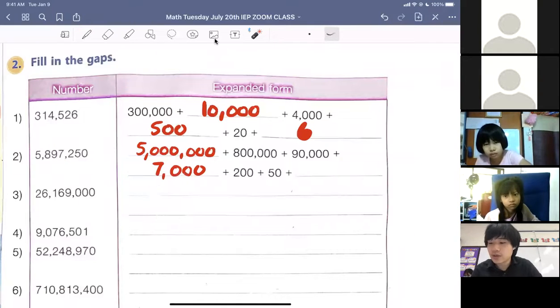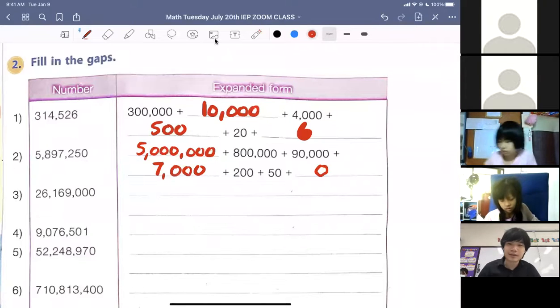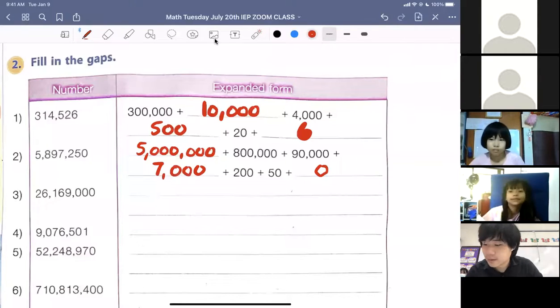So we already know this 2 is in the hundreds. So we have 200 plus 50. So it's just a 0. So what do we write? 0. Very good. We can just write a 0. But we really don't need to write anything sometimes. Okay. All right. Number 3.